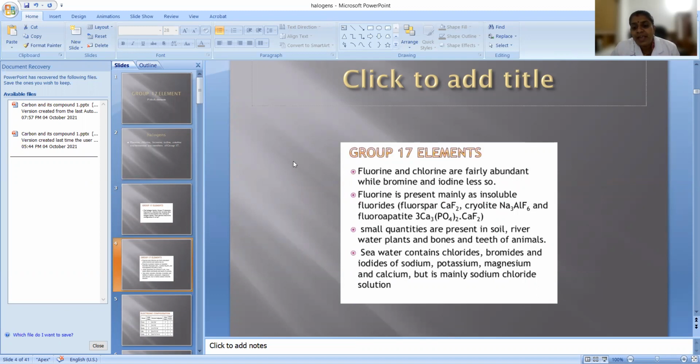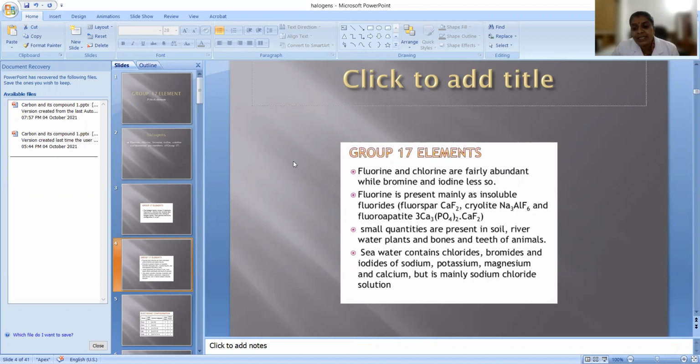Fluorine and chlorine are fairly abundant. If you are comparing all the halogens, fluorine and chlorine are fairly abundant, and they are gases also. While bromine and iodine are less abundant. Actually, bromine is the only non-metal liquid, which is brown in color. Iodine is a solid, gray in color in the solid state. When it is converting into a gas, it has a purple color.